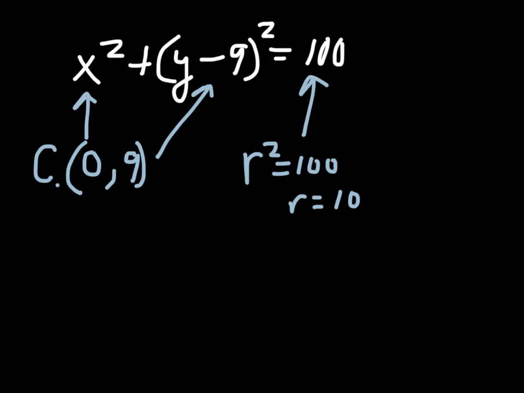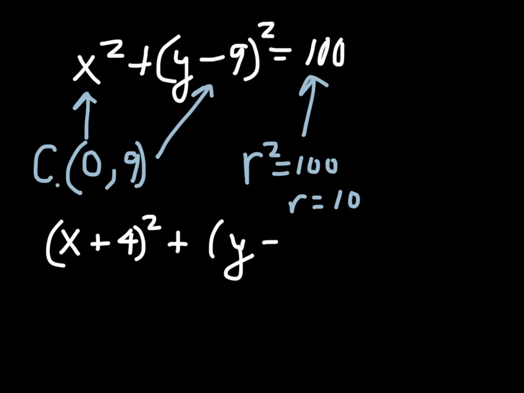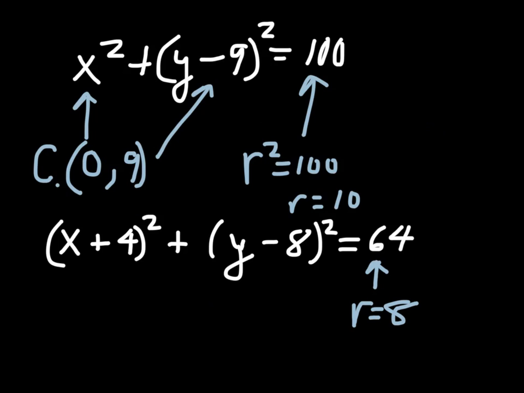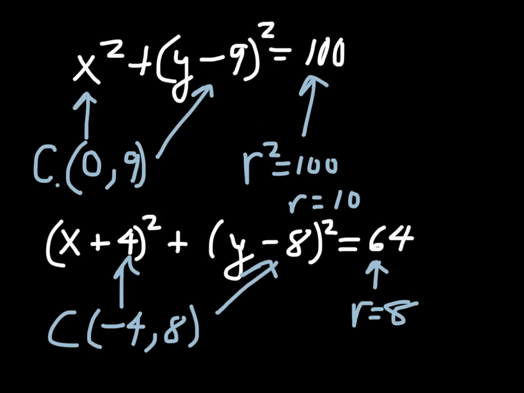All right, and then one last plain example. If we had (x plus 4) squared, and adding to that we had (y minus 8) squared, equaled 64, then you should be able to tell me what the radius is. If it's 64 in the equation, the radius would be the square root, or it would be 8. With these numbers here, positive 4 and negative 8, I can tell that the center of the circle would be at negative 4, comma, positive 8 for the y-coordinate.